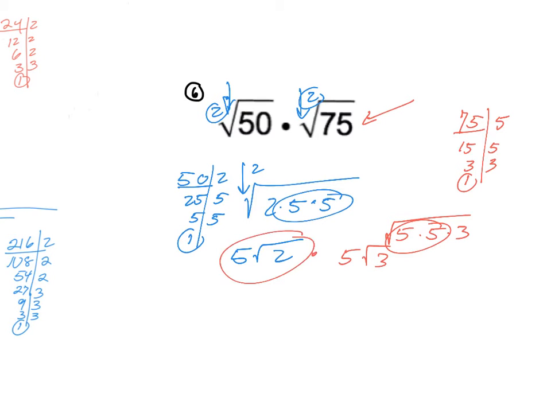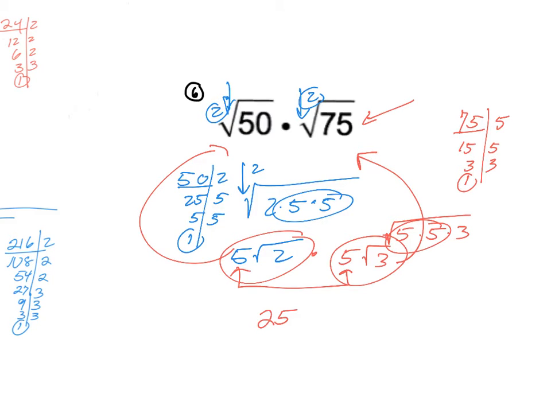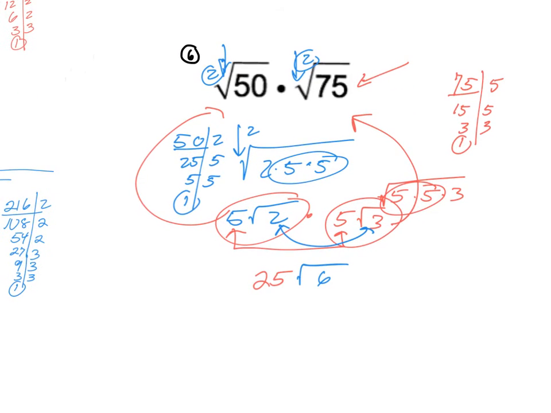I now have this part from the square root of 50. I have this part from the square root of 75. I can combine these two 5's. 5 times 5 is 25. And then, separate color, 2 times 3 right here. Under the root, that's square root of 6. And so my answer is 25 square root of 6.